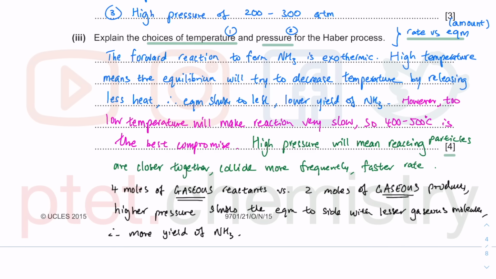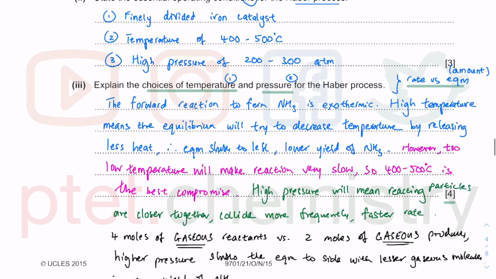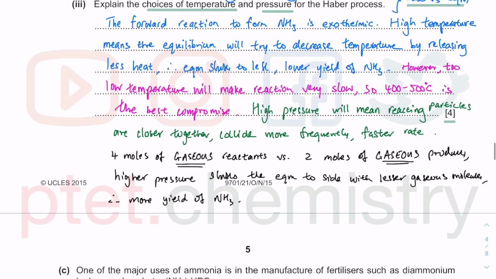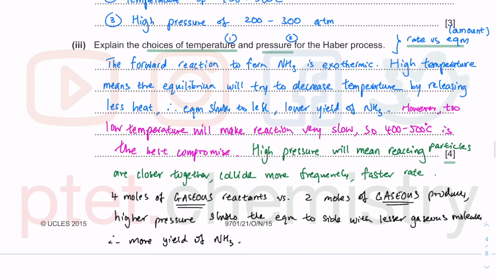So the best compromise between the rate, the low yield of ammonia, as well as getting a fast enough rate, you come to this compromised temperature here. But that doesn't apply to pressure, because high pressure will both favor a faster reaction as well as a higher equilibrium yield of ammonia. Those are all the ideas about rate and equilibrium for temperature as well as for pressure.